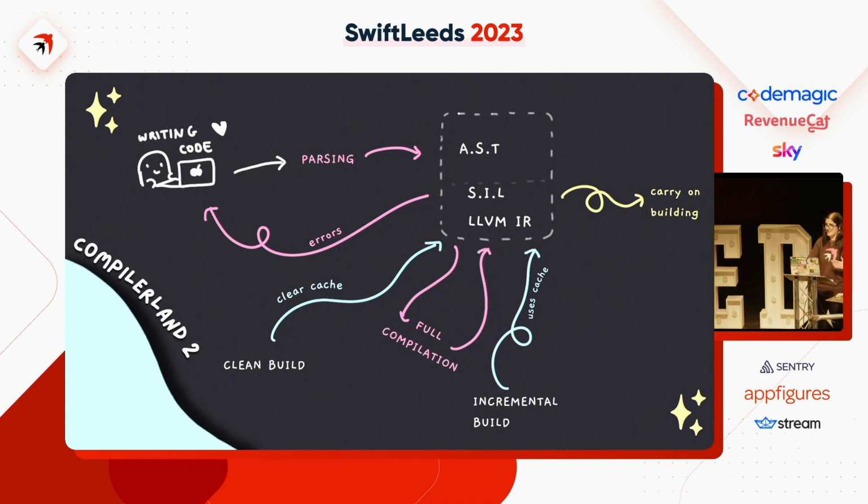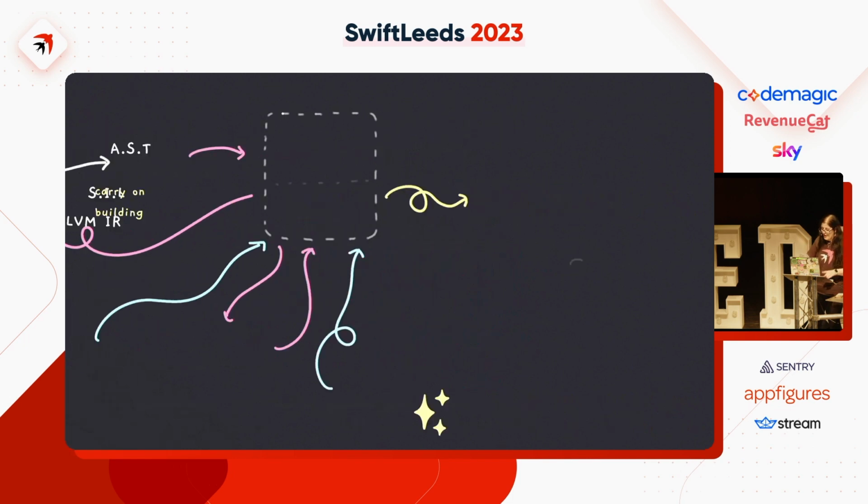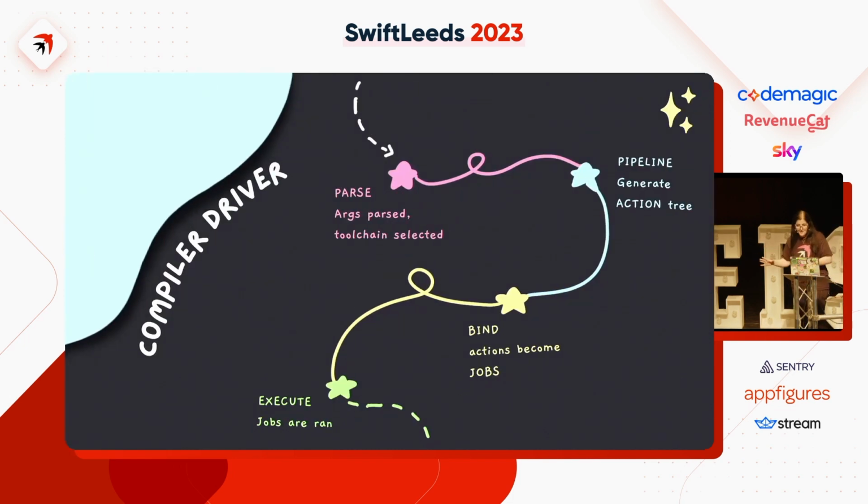So who's in charge of this situation? Is the build system telling it what to cache, what not to cache, what to clear, et cetera? No, because we've got the compiler driver. The compiler driver is very simply a program that is coordinating the compilation of Swift code into all the various results that we need.